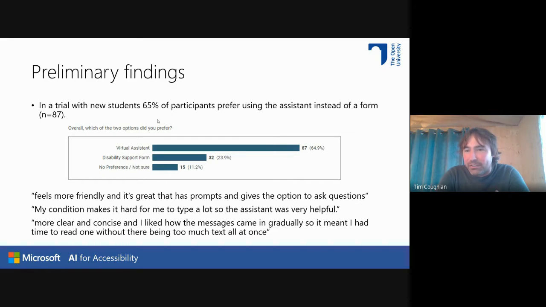Why did they like the assistant? It felt more friendly, having the prompts, asking questions, not having to type as much, people were saying. Concise, and it's interesting how in a conversation you break things down, so you're only focusing on one element at a time, whereas the form can feel very overwhelming.